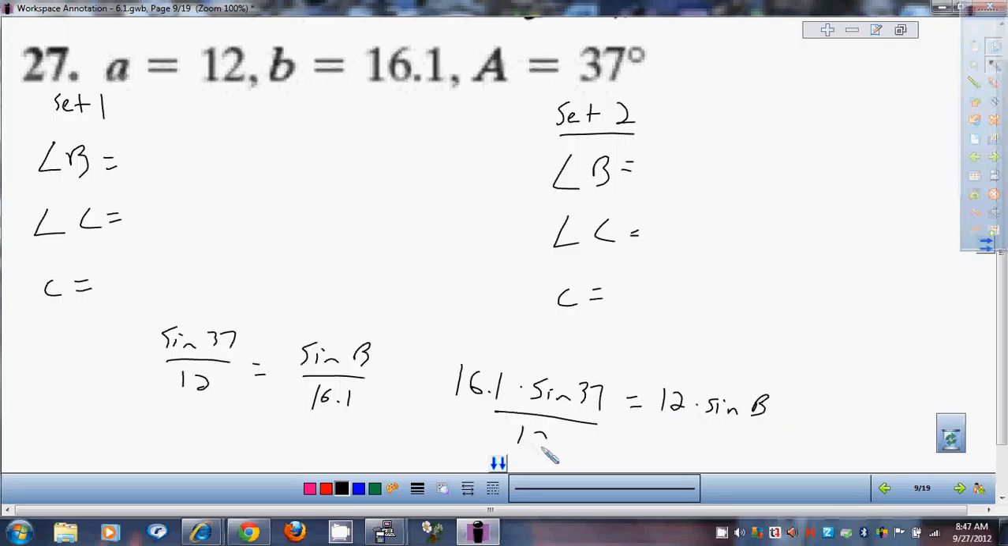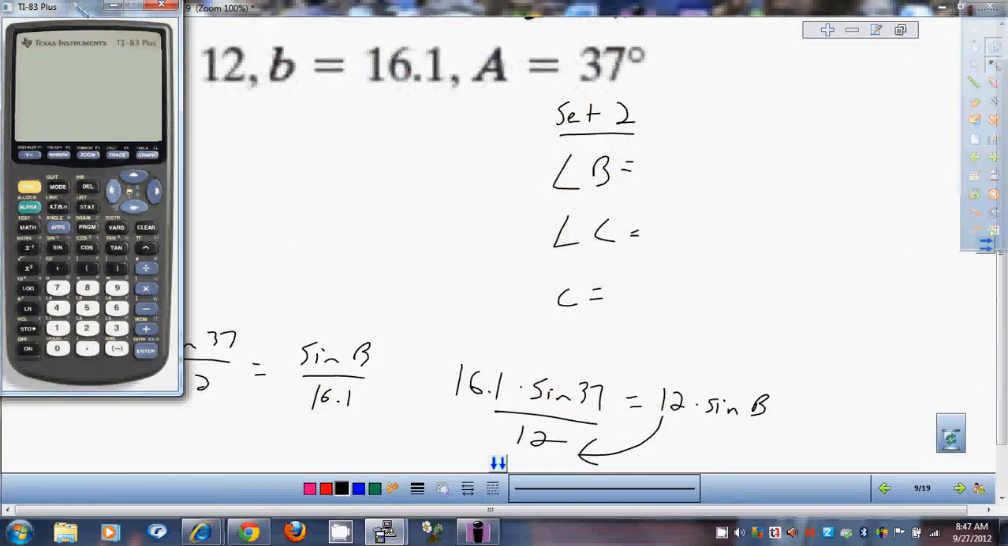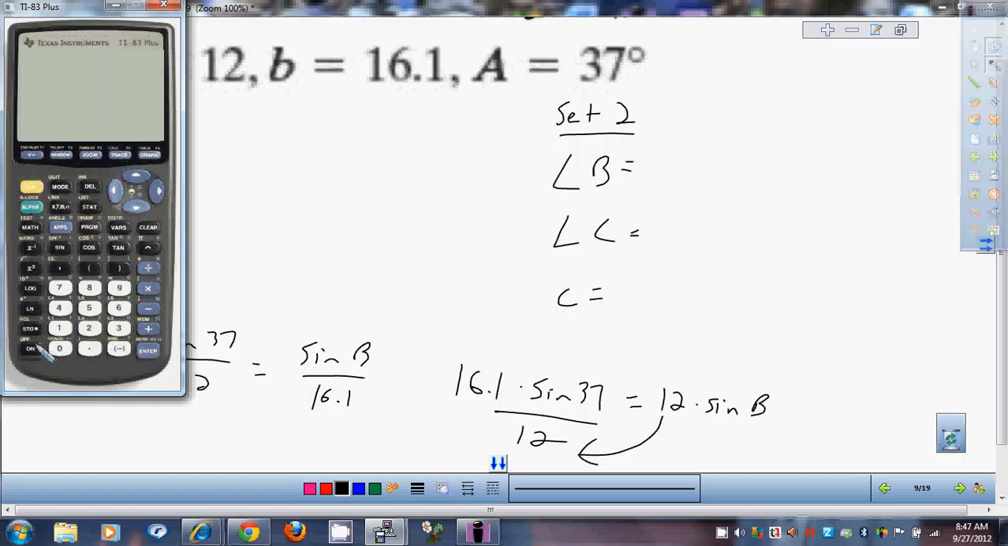Divide by 12. And then take sine inverse of that whole fraction. I'll race you all on the calculator. Second, sine. And if you get it before I do, just blurt it out and I can stop doing this. 16.1 sine 37 close divided by 12. Really? I'm faster with a mouse than you guys are with your thumb.